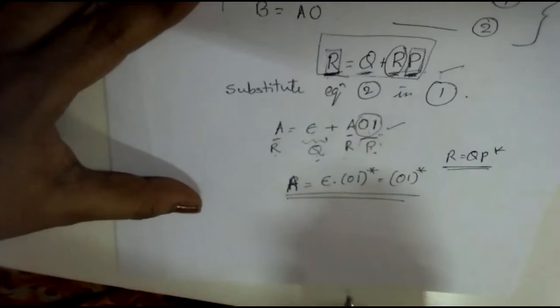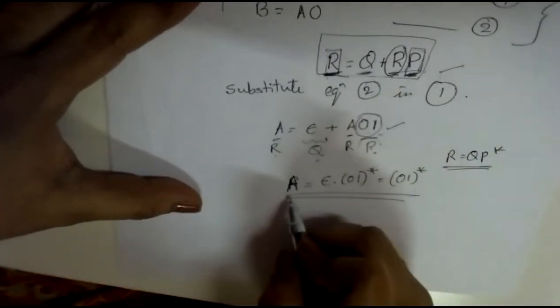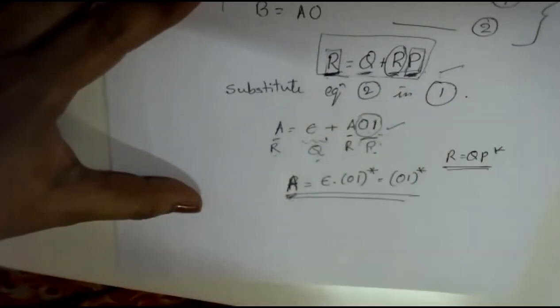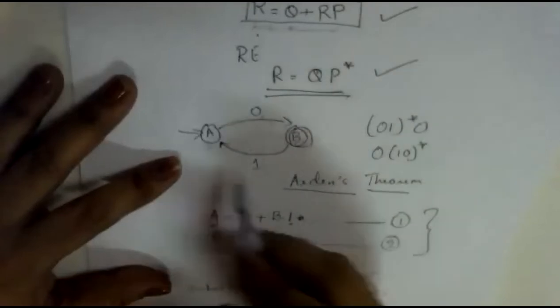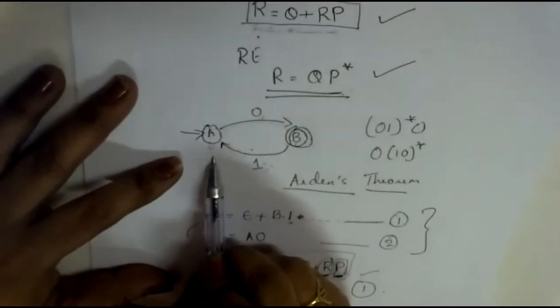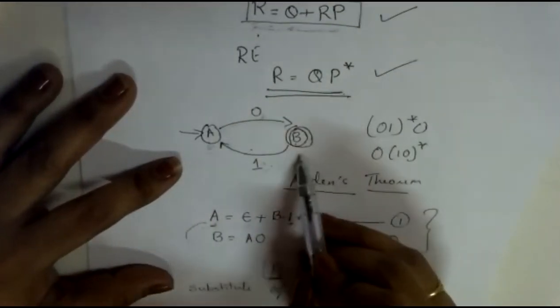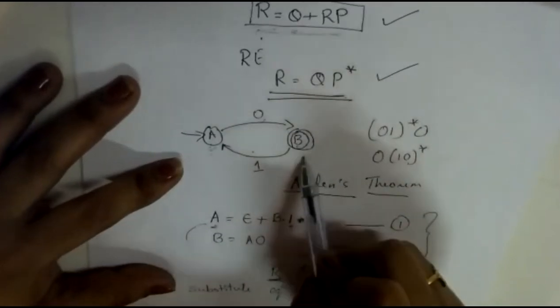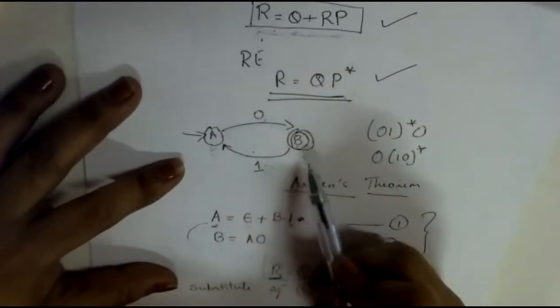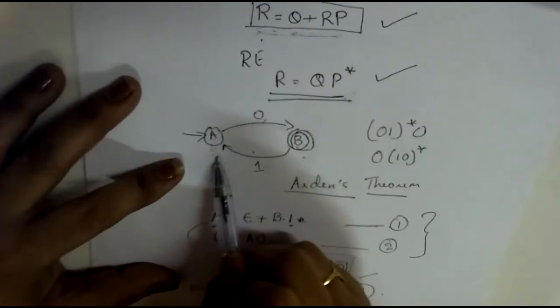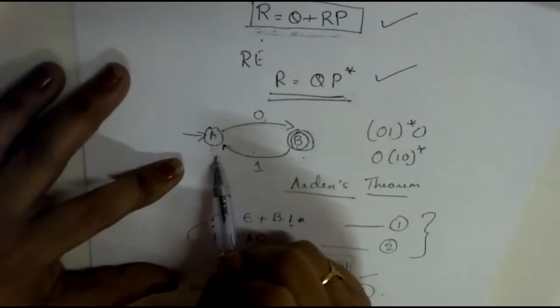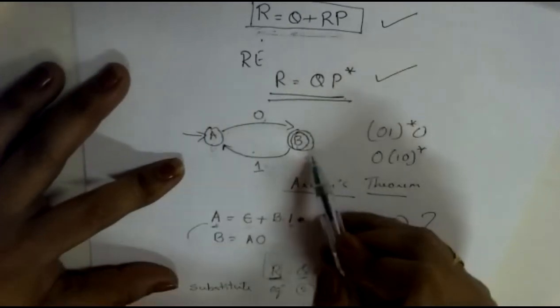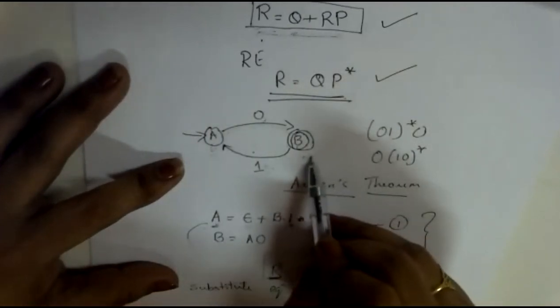Okay, so now, what is the next step? What is my A? Is A my final state? No. What is my final state? B. B is my final state. So your final answer should be the solution for B, not for A. I hope you are getting me. The solution should be for B.